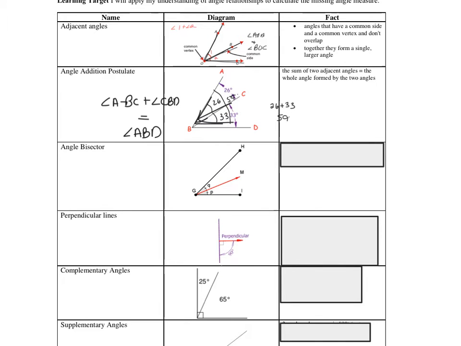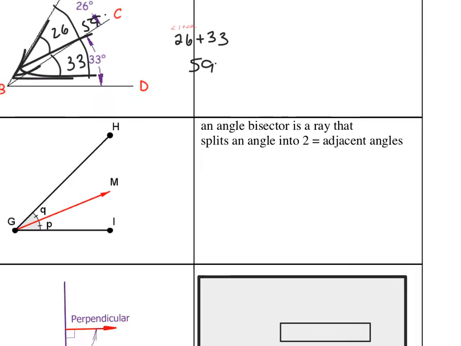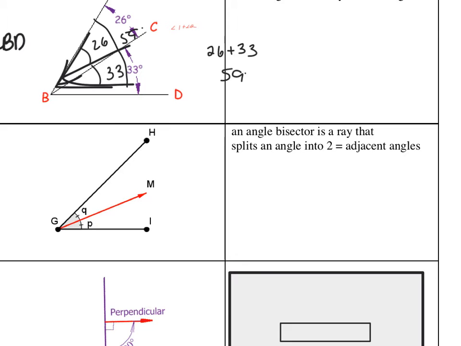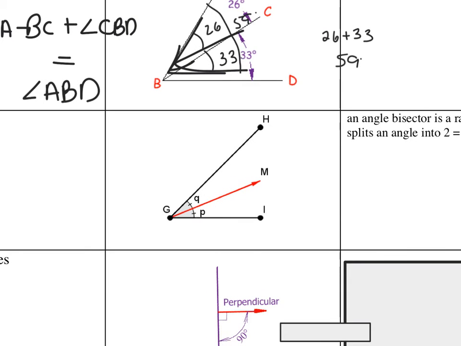Now we're going to look at the angle bisector. The angle bisector is very important as well. An angle bisector is simply a ray that splits an angle into two equal adjacent angles. So if I look at this visual right here, I have angle Q and angle P. They both have a semicircle and a tick mark on the semicircle, so I can say angle Q is congruent to angle P.